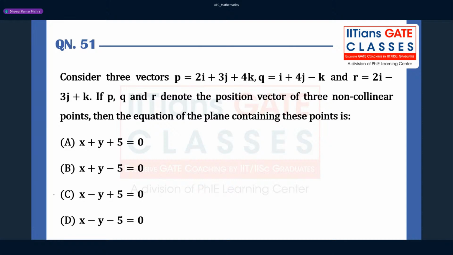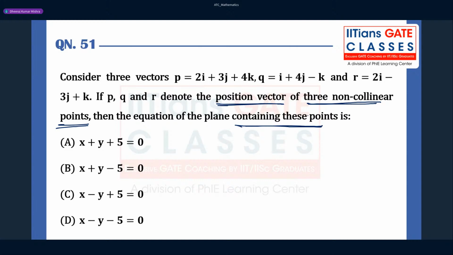Consider P, Q, R. These are the vectors they have given, right? And if P, Q, R denote the position vectors of three non-collinear points. Whenever there is this kind of situation, you have to refer to NCERT. I think each Sunday you can refer to NCERT, and at least you get familiar with these equations and formulas, right? So you have to find the equation of the plane containing these 3 points. That is what the question is.